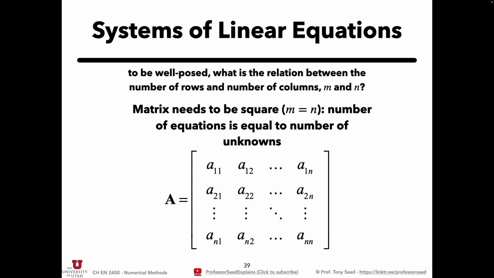Okay. So to be well posed, the matrix needs to be square, or the number of equations needs to be equal to the number of unknowns. And then that makes our number of rows equal to our number of columns. And I no longer have m, so I'm calling those n. Okay, go from A1 to AN and A1 to AN in the column direction.